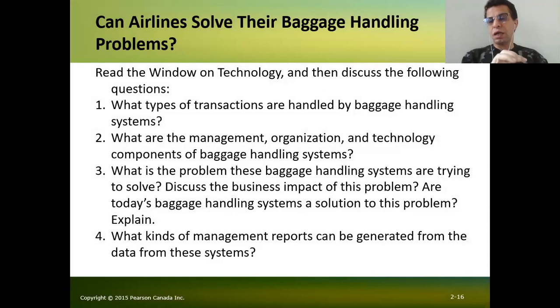Now, this is a case where I'm not going to talk about it so much, but I'm just going to give you an example that we've run into. It's about: can airlines solve their bag handling problems?